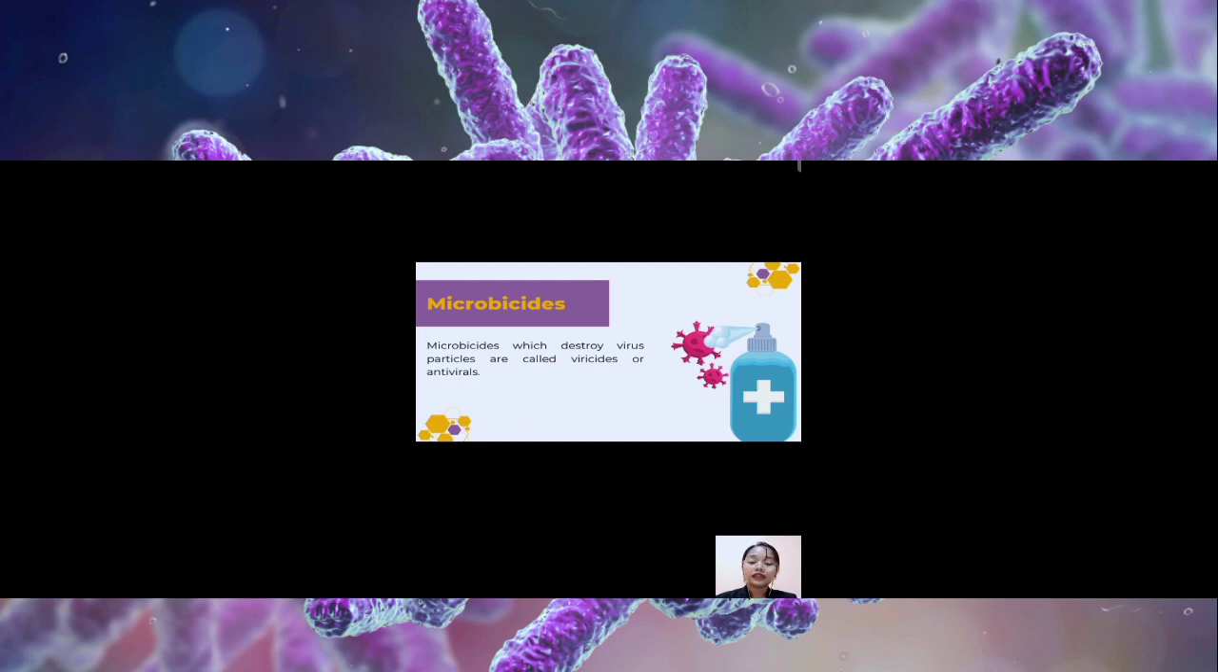that are being tested include antiretroviral or ARV drugs, which fight the virus. There are several types of microbicides in development and testing today. So, microbicides which destroy virus particles are called virucides or antiviral. So, what are virucides or antiviral?